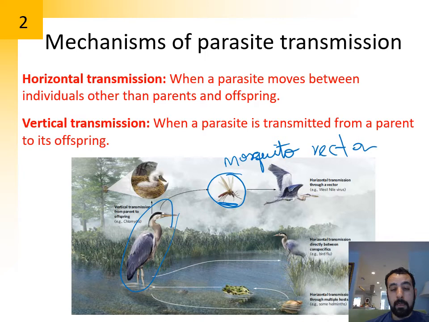It can improve the chances of transmission if the vector is very good at finding new potential hosts. So I told you the most deadly organism on this planet was bacteriophage.